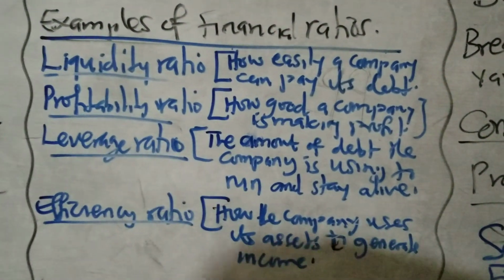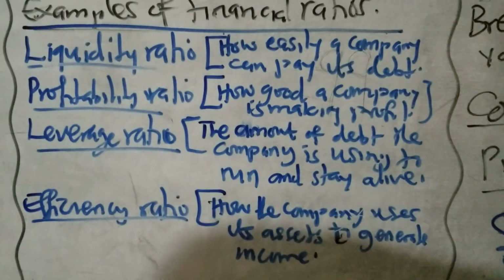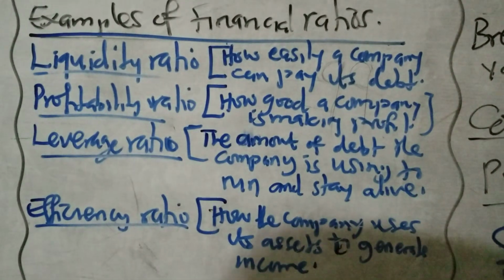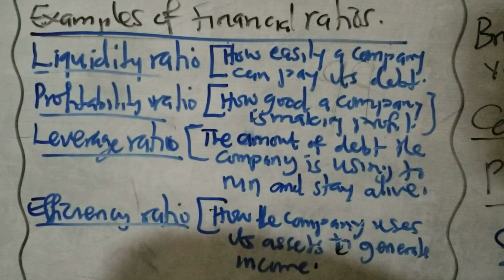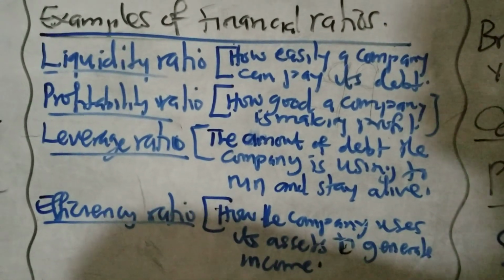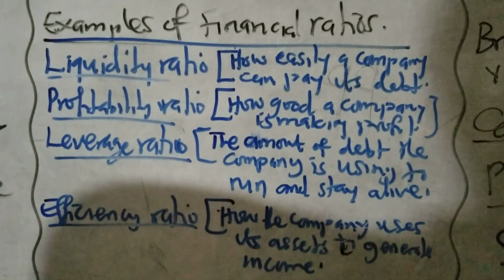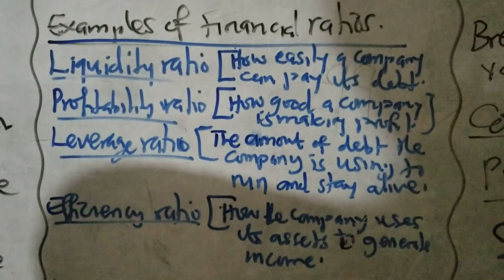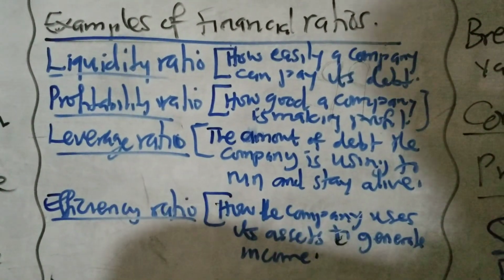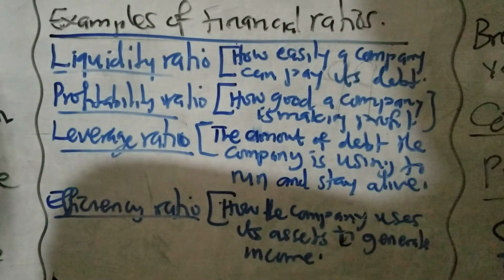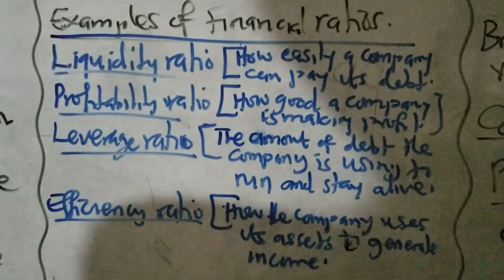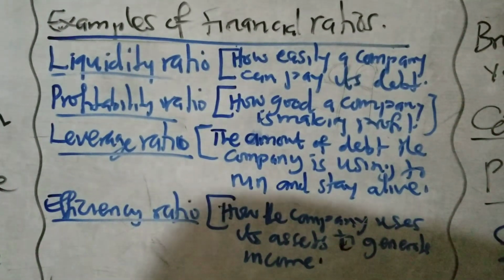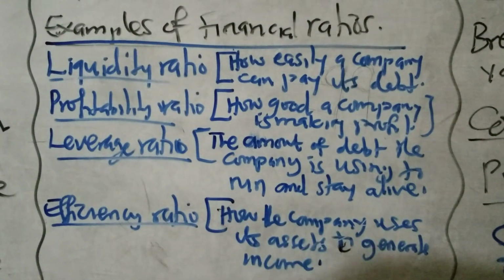Then they can also calculate the profitability ratio. How good a company is making profit. That will be the profitability ratio. And you get a certain number. If you get maybe 1, then it may be good. If you get a certain number, then it may be bad. Maybe below 1, it may be bad for you.